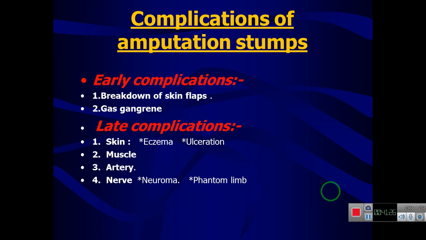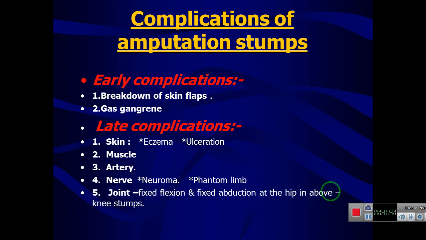And the second thing in nerve is the phantom limb. It is the term used to describe the feeling that the amputated limb is still present. This feeling is very disturbing for the patient, who feels that his foot or hand is not amputated and feels all the sensations as if it were present. It is very difficult to treat.